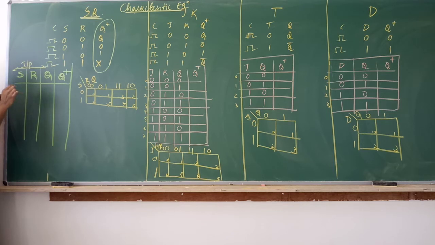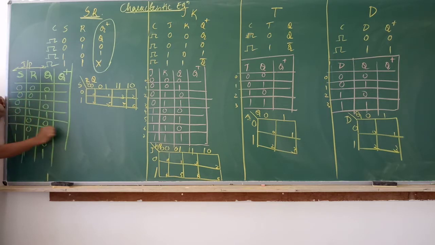How many different combinations do I have? 000 till 111, all 8: 000, 001, 010, 011, 100, 101, 110, 111. Correct? So I have 8 different combinations for 3 inputs.